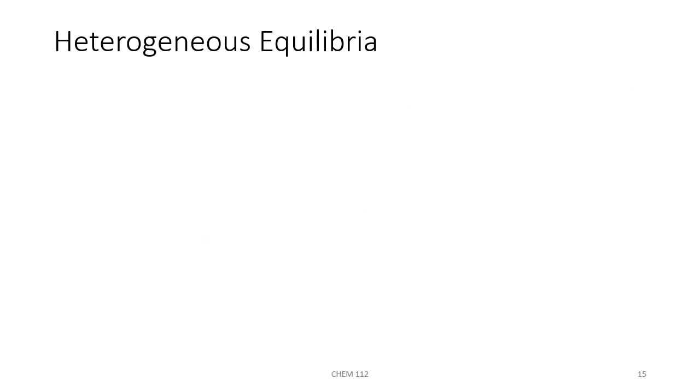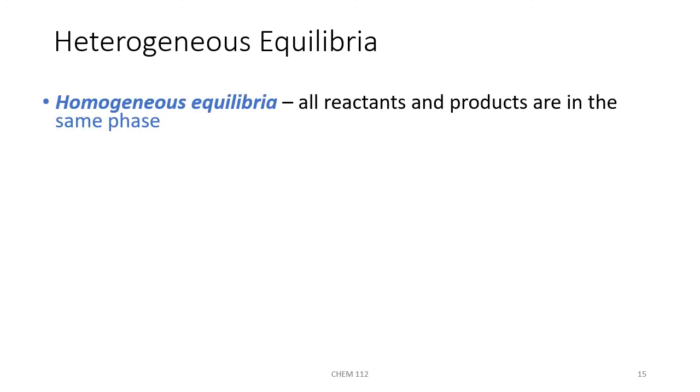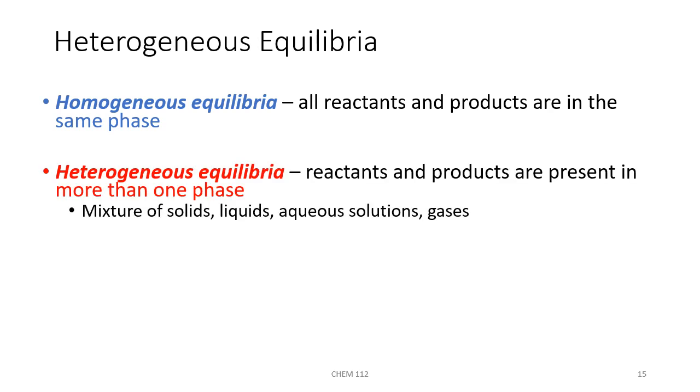So far, all of our reactions have had species that were all in the exact same state of matter. This is referred to as a homogeneous equilibria, meaning all the reactants and products are in the same phase, such as all of the reactants and products being gases, or all being aqueous solutions. Whatever it is, as long as they're all in the same phase, we can refer to it as a homogeneous equilibria. But there are also heterogeneous equilibria, where the reactants and products might not be present in the same phase. They could be present in more than one phase. You could have a mixture of solids, liquids, aqueous solutions, and gases together.